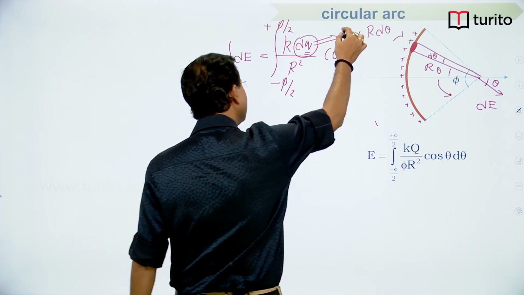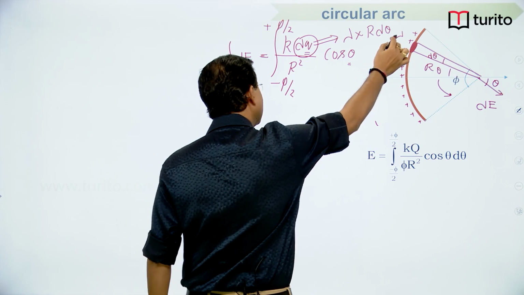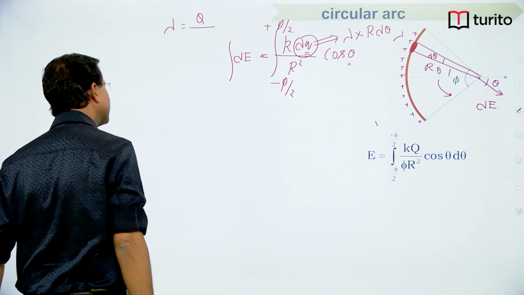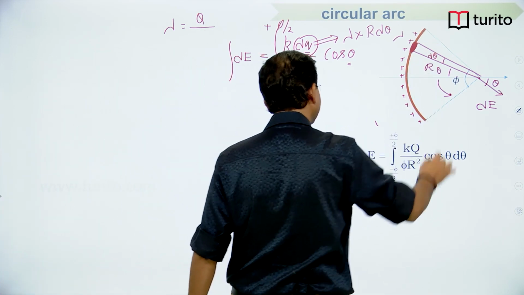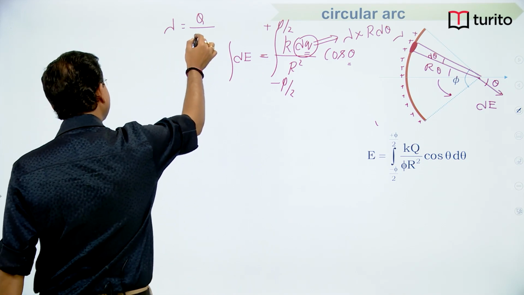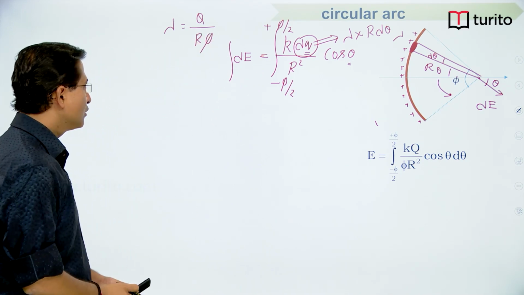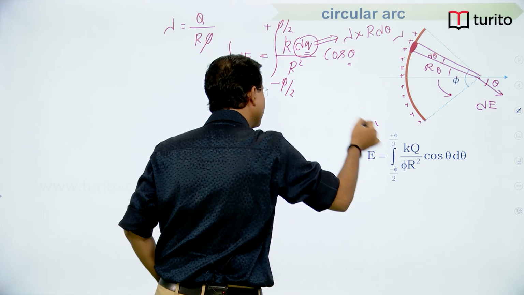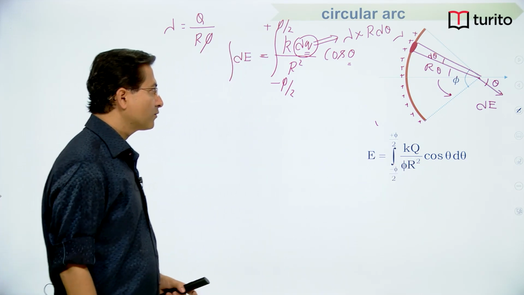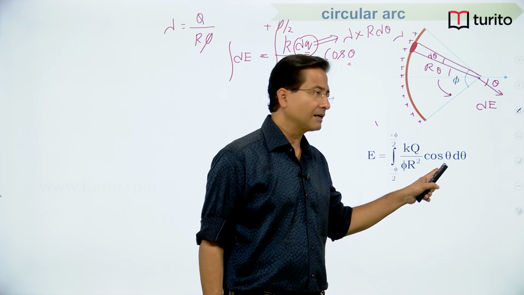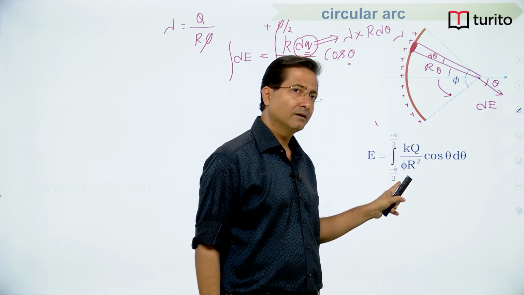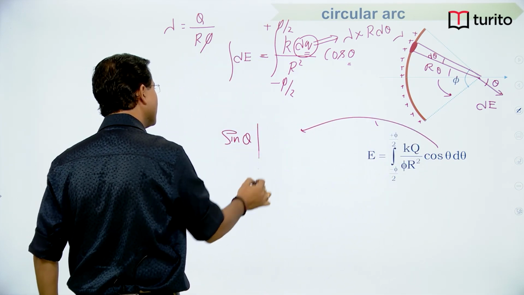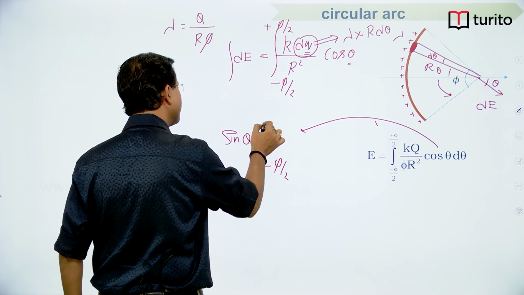Lambda I can write as charge divided by the length of this arc, r phi, which is constant. So I can substitute the value of lambda over here, and after simplification I will get this one. You know the integration of cos theta. Integration of cos theta is sin theta, upper limit minus lower limit, right. So integration of this one will give you sin theta from minus phi by 2 to plus phi by 2.